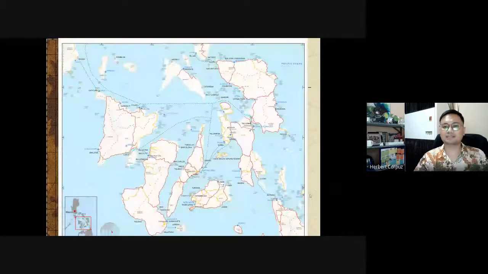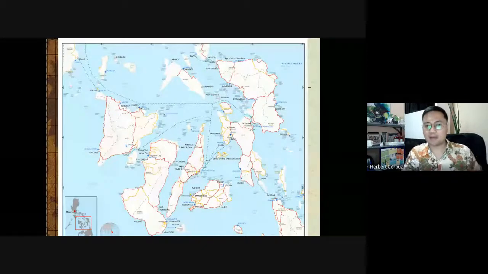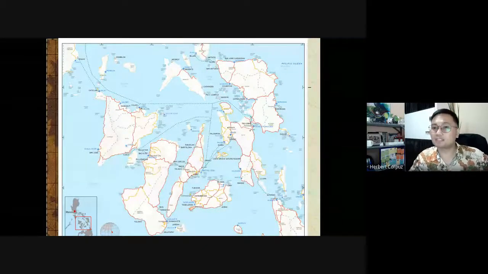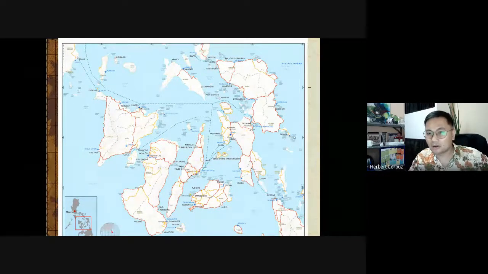To illustrate that, this is the map. Ito yung mapa. Sabi natin dito sa mapa ni Pigafetta, sa taas parte ng Islas Ladrones, hanggang sa dumating sila sa Zamal. Zamal is present-day Samar. Where is Samar here? Nasaan ang Samar dito?